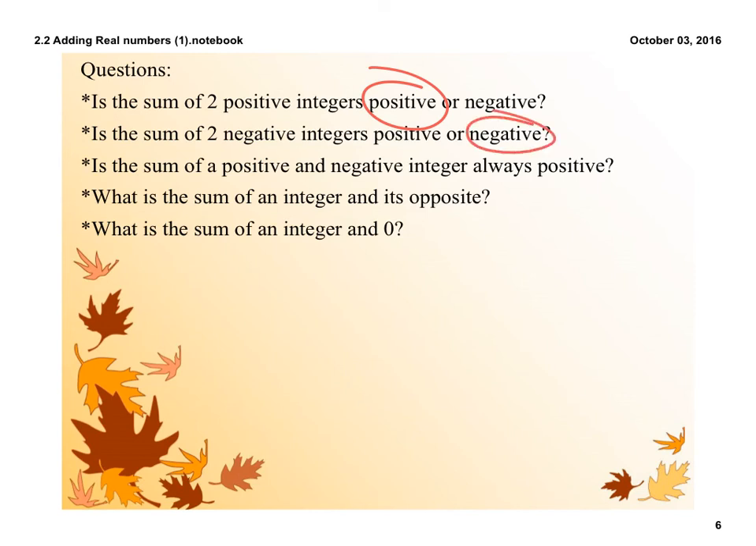Is the sum of a positive and negative always positive? No. It depends on whether the positive number is further from 0 or the negative number is further from 0. What is the sum of an integer and its opposite? It's 0. That's what we call that zero pair. It's the result of having all zero pairs when we draw that picture. And what's the sum of an integer and 0? It's the integer itself.